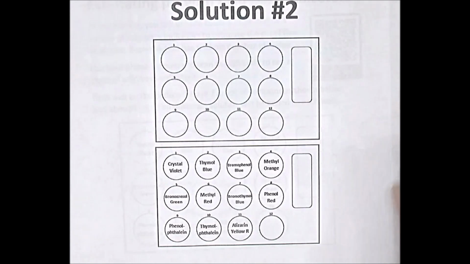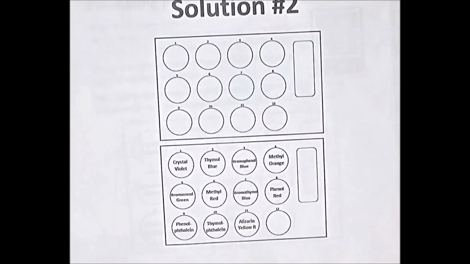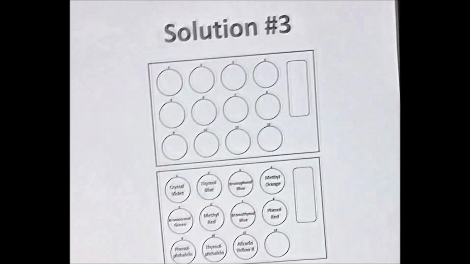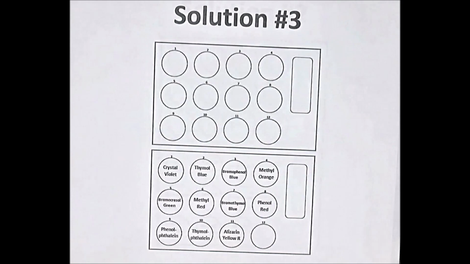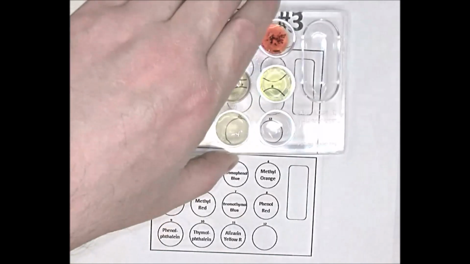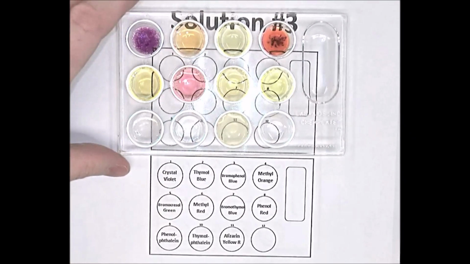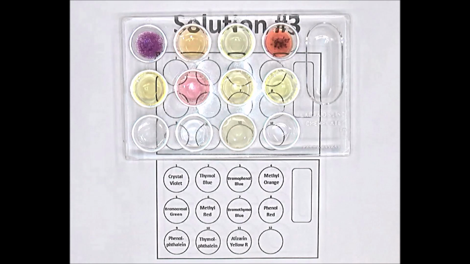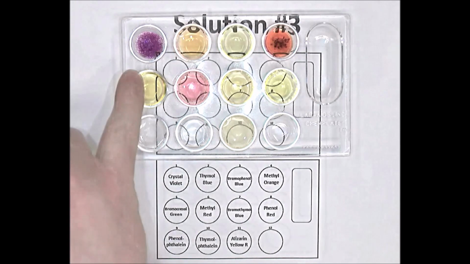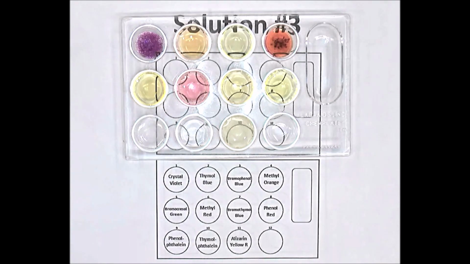And now solution number 3. Okay, same idea. Solution number 3. You want to look at the colors you see, pause the video, compare these colors to the colors on your color chart, and see what you can deduce. There's some bubbles here, but it looks purple colored in that first dish, first well rather.